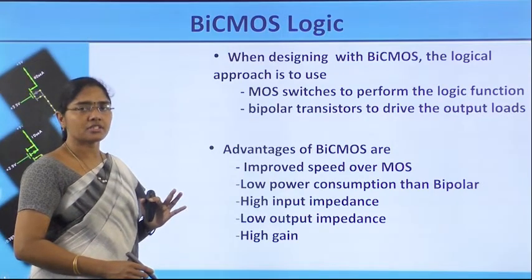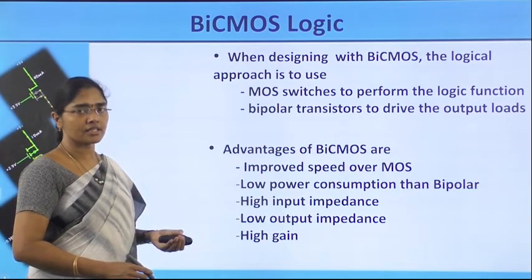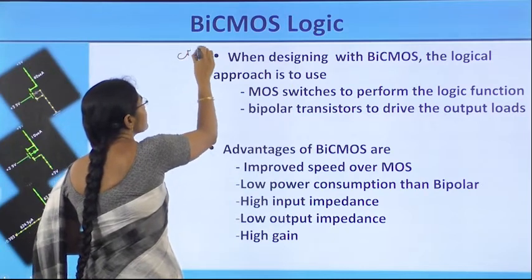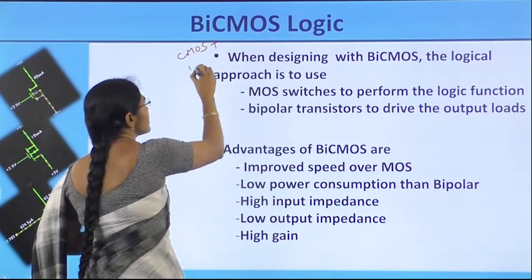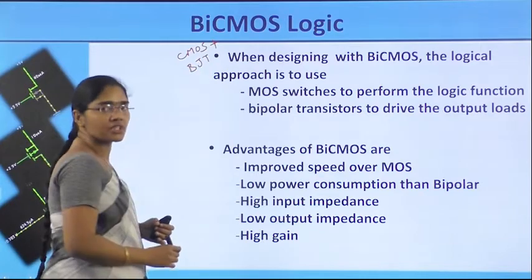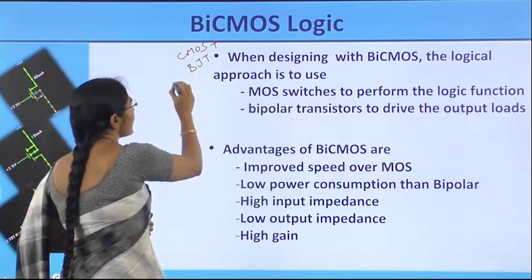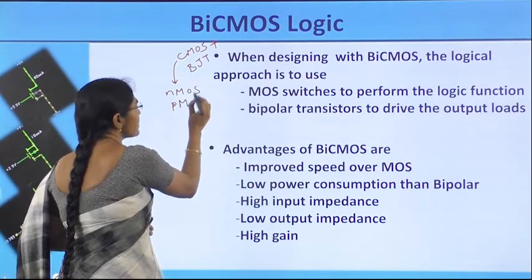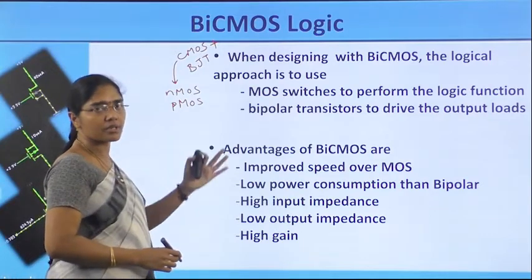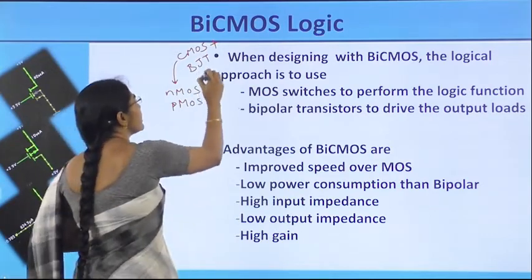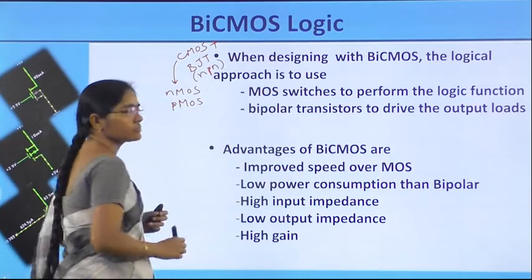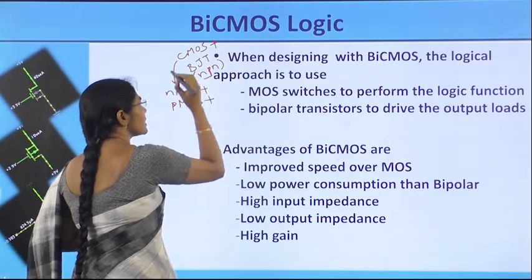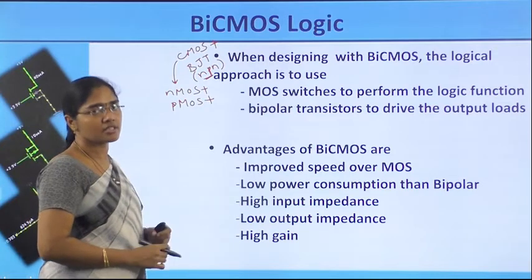BiCMOS logic. First, before going to see the BiCMOS inverter, let us see what is BiCMOS logic. BiCMOS logic is nothing but the combination of CMOS plus BJT, and CMOS is nothing but NMOS and PMOS combination. So NMOS plus PMOS plus BJT is the BiCMOS logic, and in the BJT NPN transistor is used. So combination of NMOS transistor plus PMOS transistor plus NPN transistor will give the BiCMOS logic circuit.